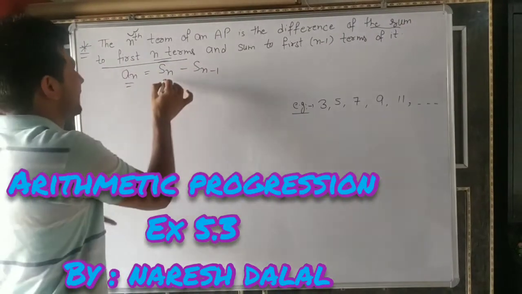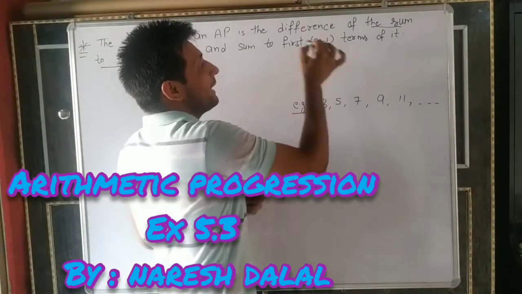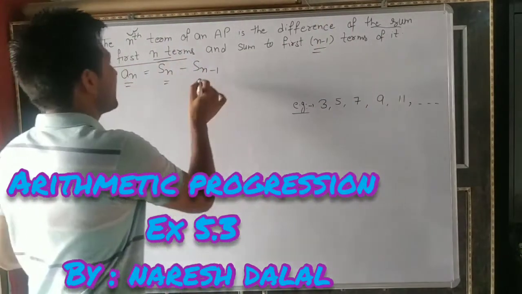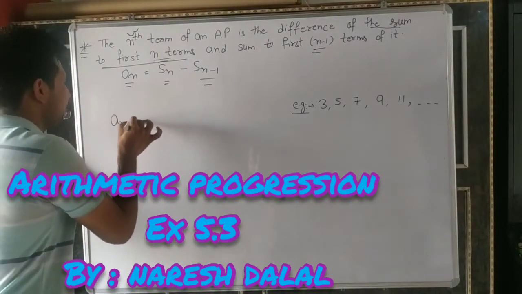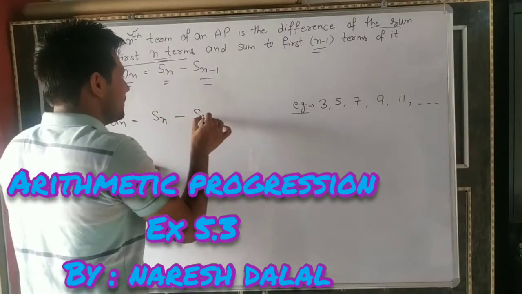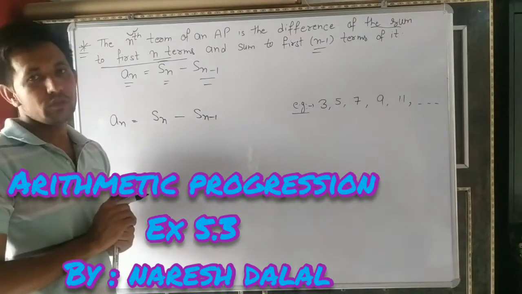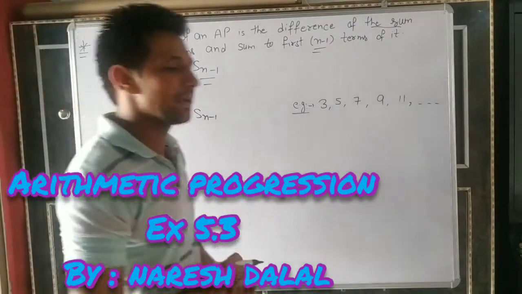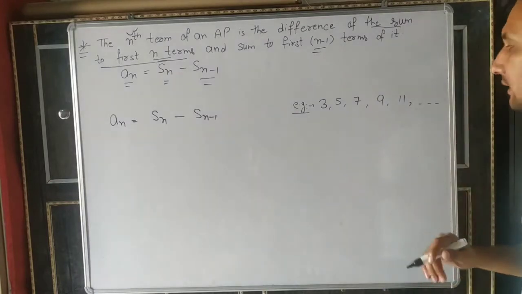The sum of the first n terms is Sn, and the sum of the first n minus 1 terms is Sn minus 1. Very simple. How to find An? It is the difference of the sum of the first n terms minus the sum of the first n minus 1 terms. Understand? Look at an example. Everyone knows it is an AP.